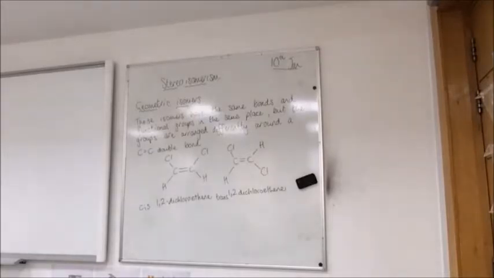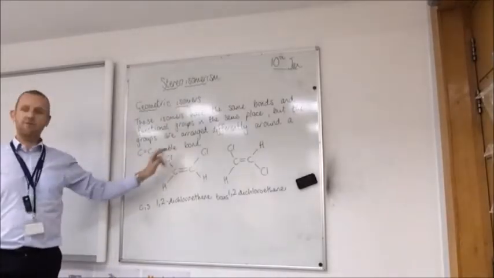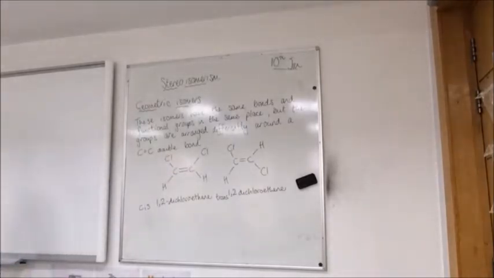So cis and trans really only works when you've got 2 different groups like this around the double bonds. But if I had 3 different groups around the double bonds, cis and trans doesn't really work. We have to go up a level, okay?